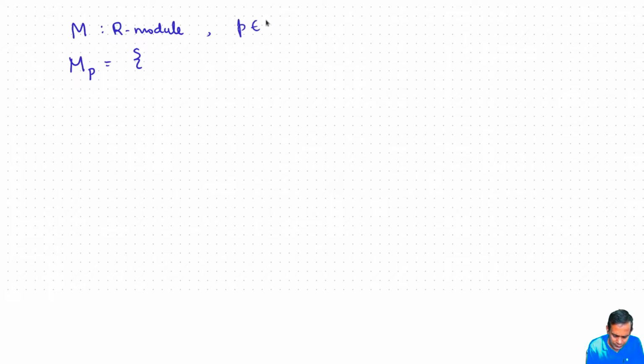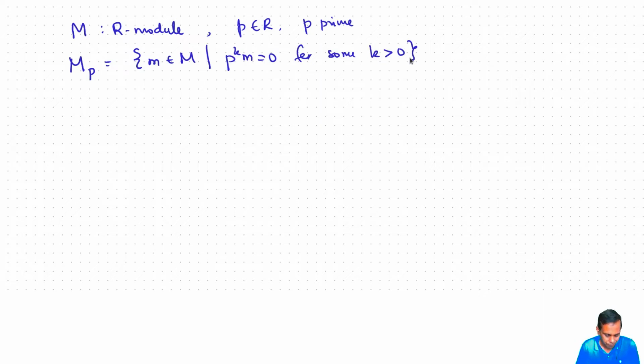So there's a better way to do this, and this would use the primary decomposition. Recall that if you have an R module over a PID, then you define its P primary part as follows. Let P be an element of R, that is, P is prime. Then M_P is defined to be those elements m in M such that P to the k times m is 0 for some k greater than 0. So some power of P kills m.